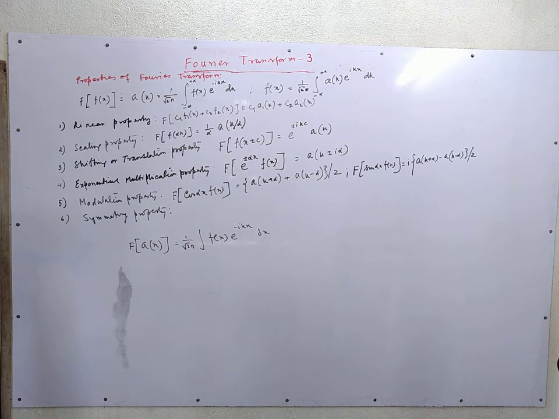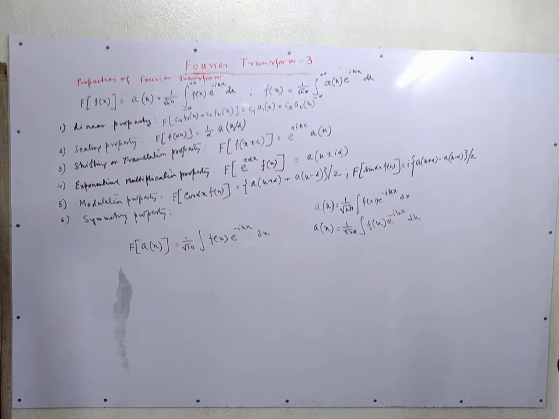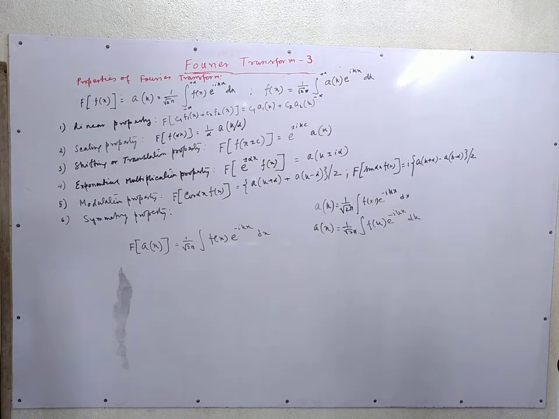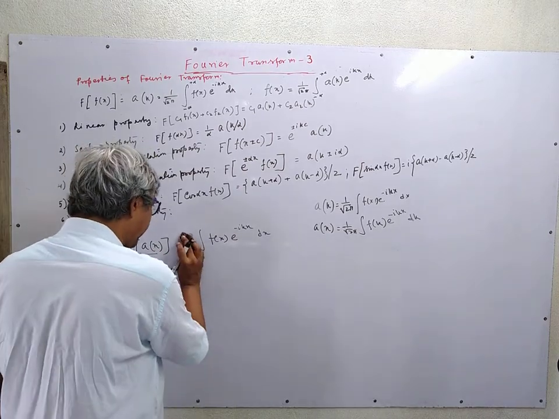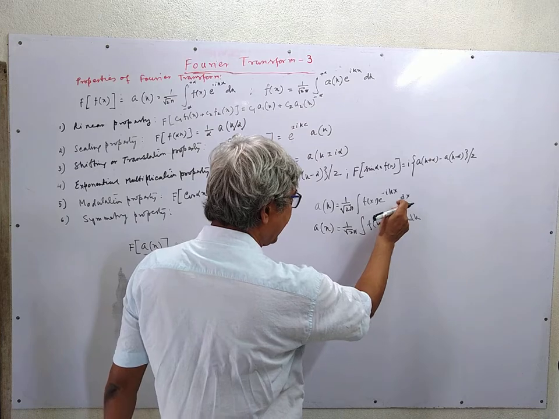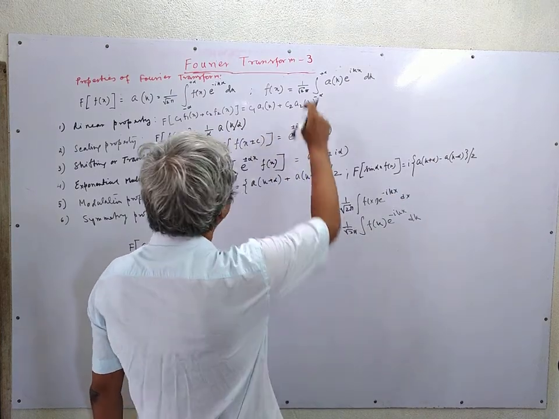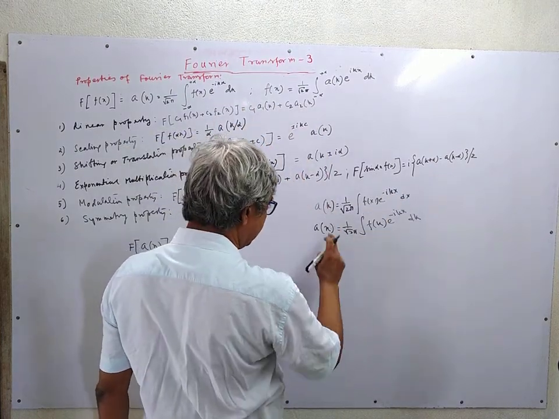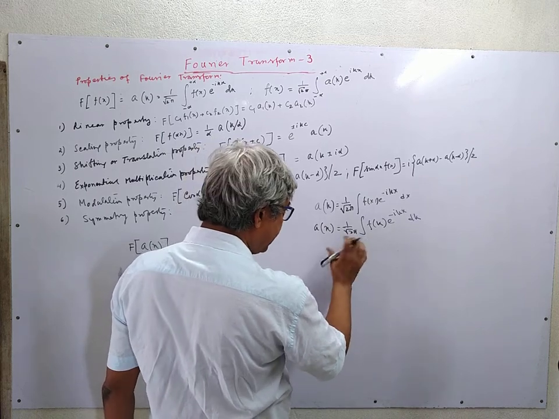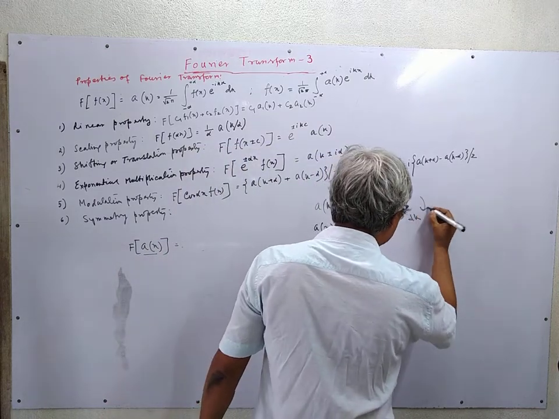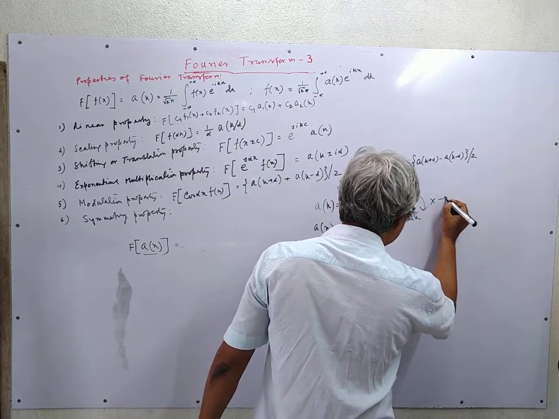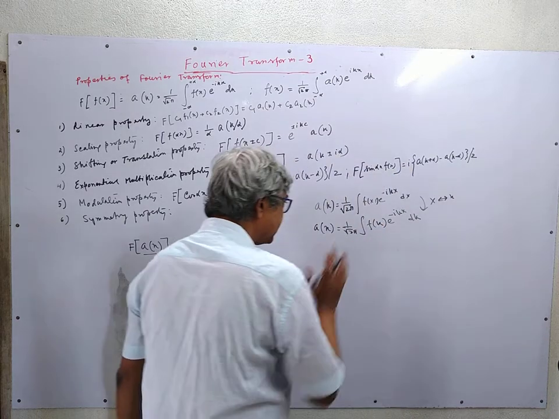This is the definition of the symmetry property, which relates the Fourier transform of A of x. Before going further, let me first write what A of k is. Then A of k, we know that it is this definition. Then A of x is obtained by interchanging x and k. So this is the result.